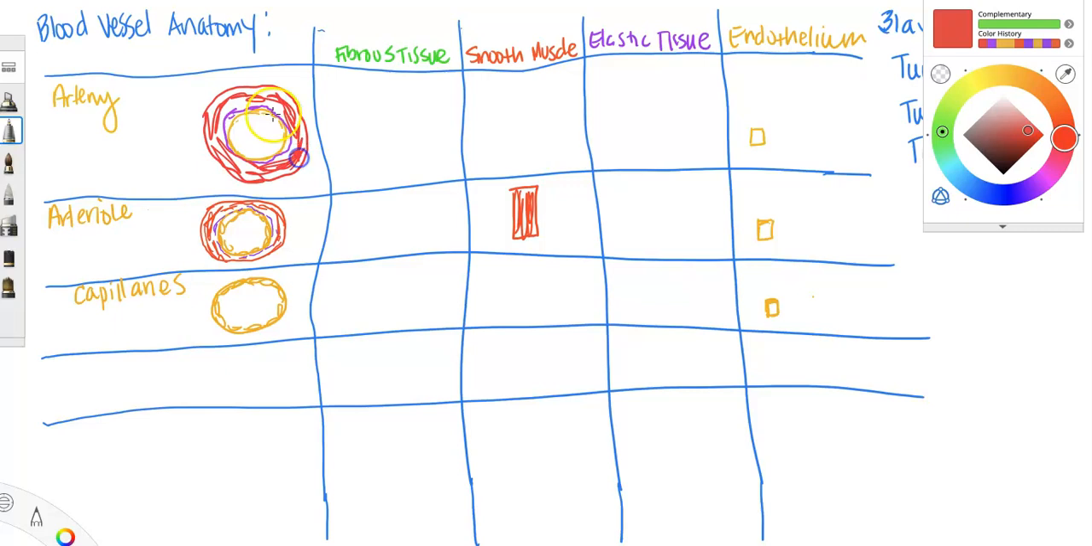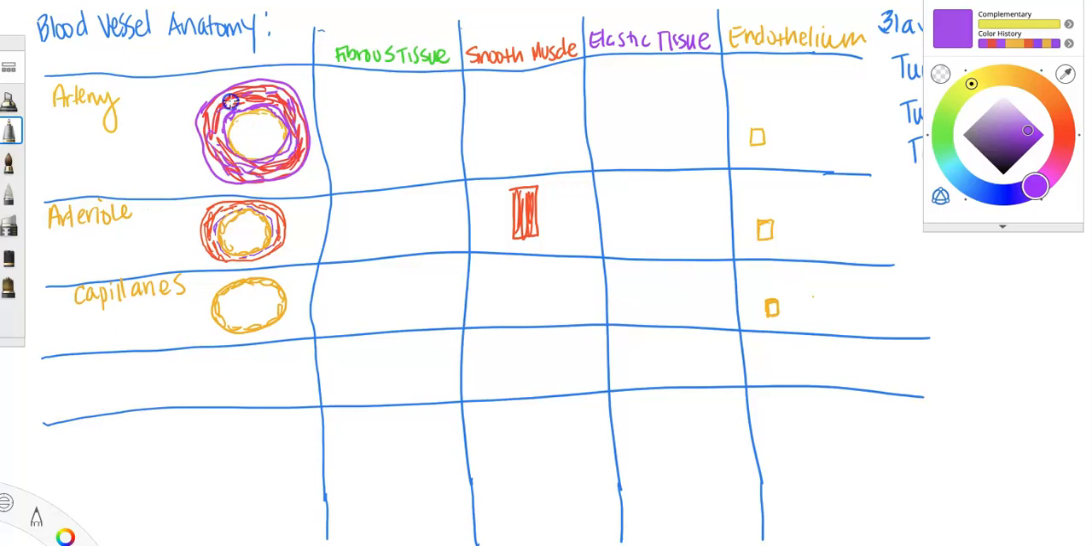A very thick, smooth muscle layer. And then it has elastic tissue around the outside as well. We call that the internal elastic lamina. This one inside is the external elastic lamina, and this is the internal elastic lamina. And there also is some elastic tissue within the muscle.